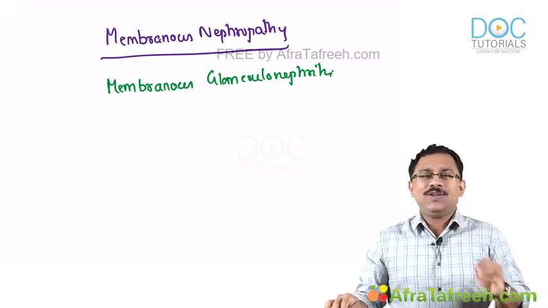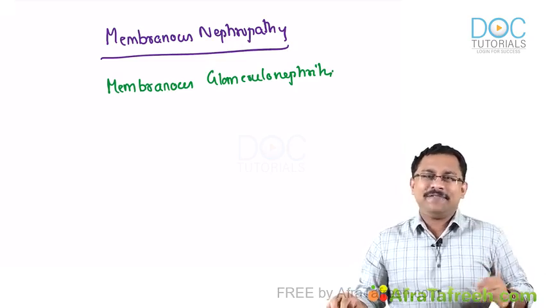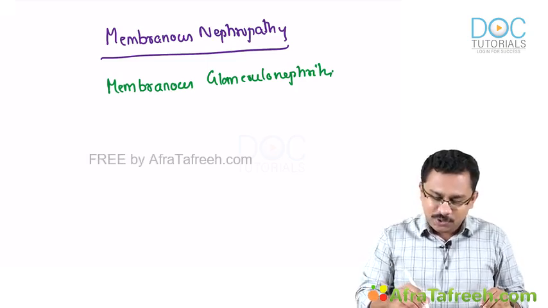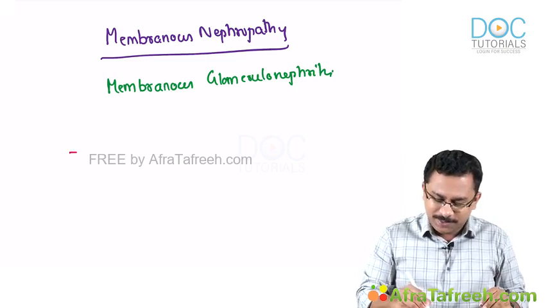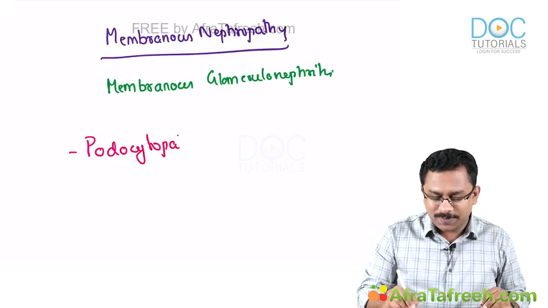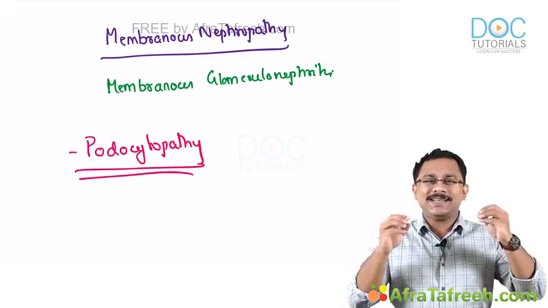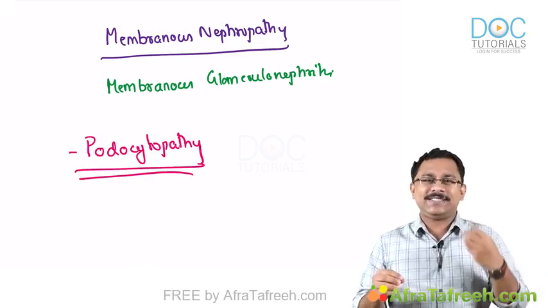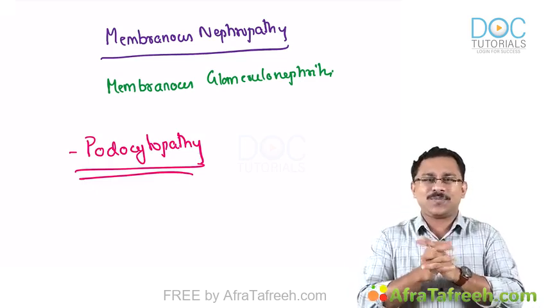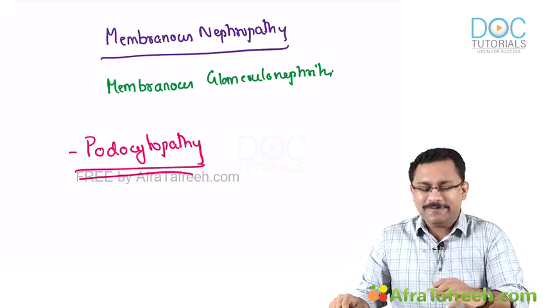So let me begin by telling you one point that like your minimal change disease and FSGS, this disorder, membranous nephropathy, is also a podocytopathy, a disorder affecting the podocytes. So the minimal change disease, FSGS, as well as your membranous nephropathy are all podocytopathies. Okay, clear. So let's try to see more details about membranous nephropathy.